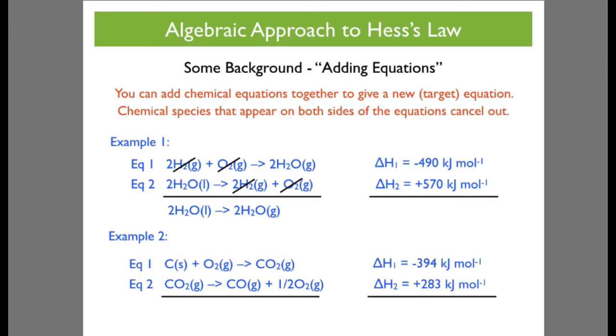All we've done is add those two equations together, so to find the overall enthalpy change, we can just add the two enthalpy changes together. That gives us 80 kilojoules per mole.